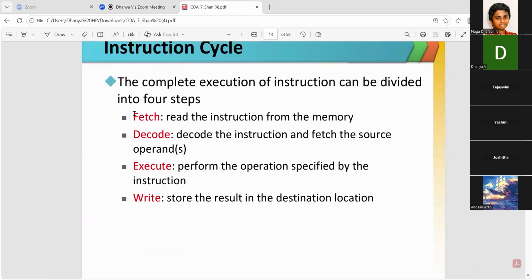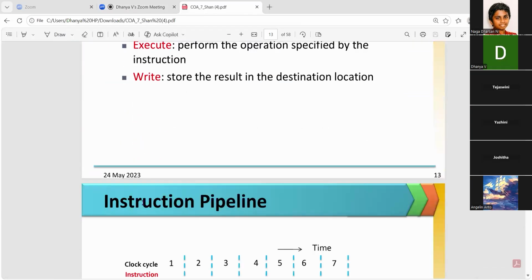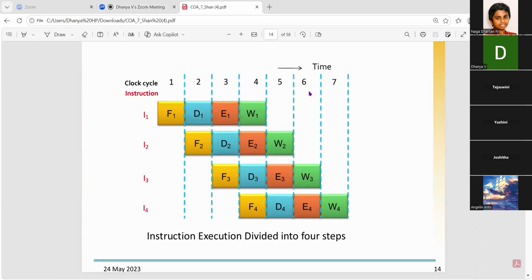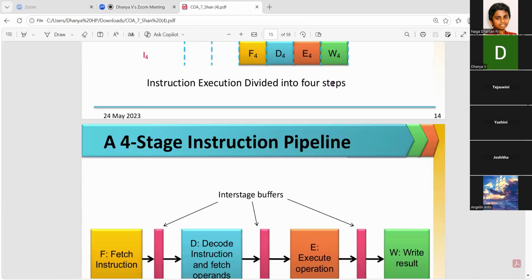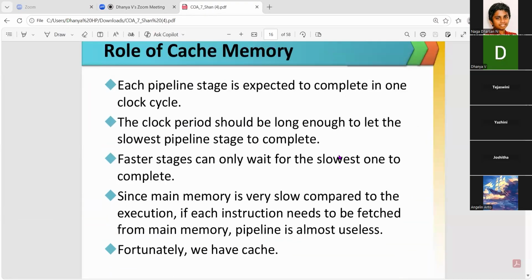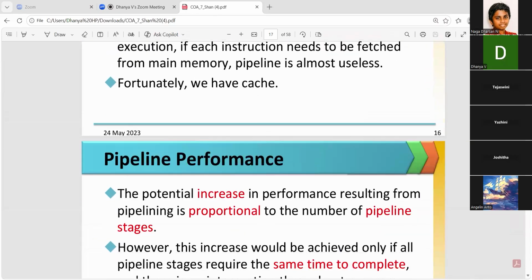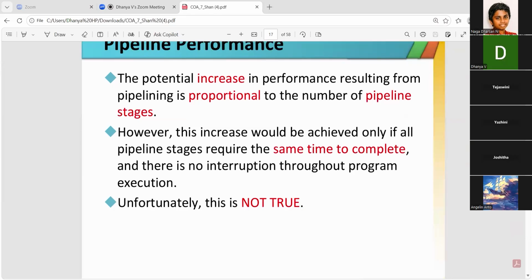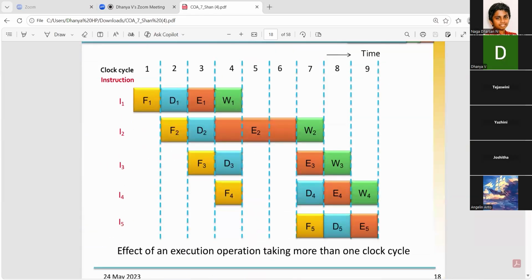Now, if there are four stages, then there are fetch, decode, execute, and write stages. That is our four-stage pipelining, which took us 7 clock cycles. Then you have to have buffers. And we saw the role of cache memory, where accessing has to become faster because main memory is very slow. If you try to access everything from the main memory, then pipelining itself becomes useless.